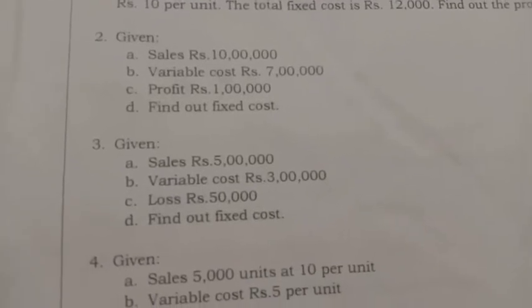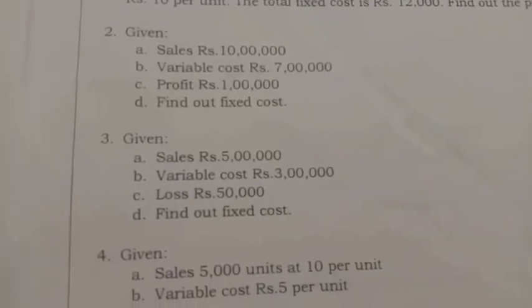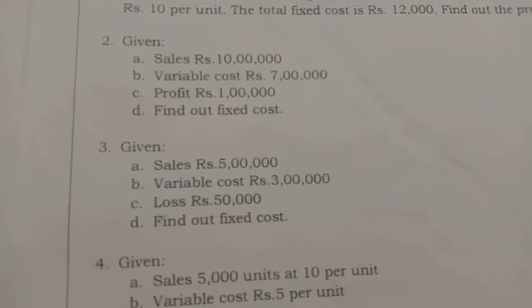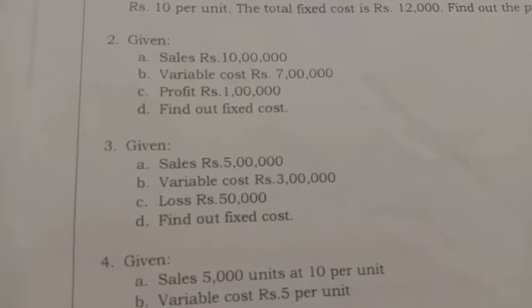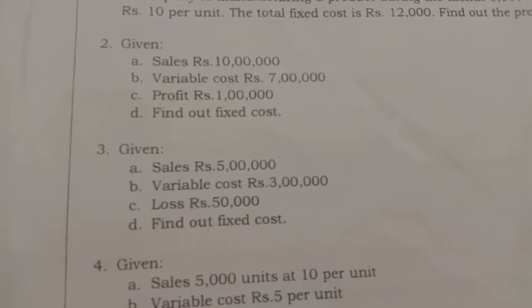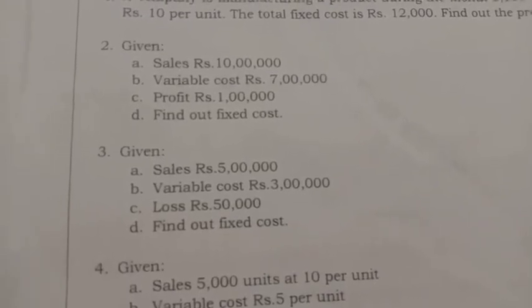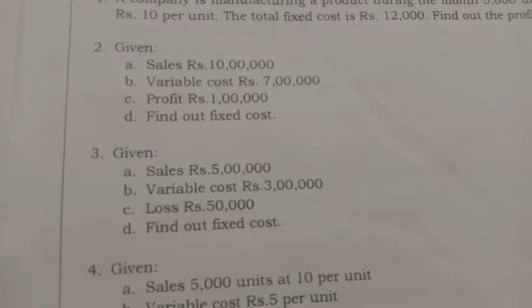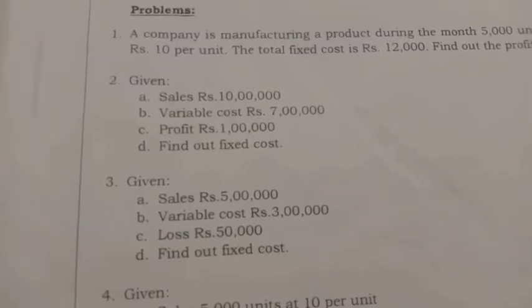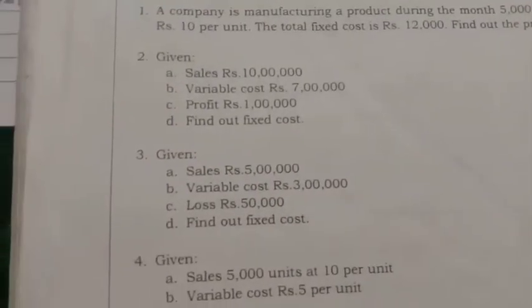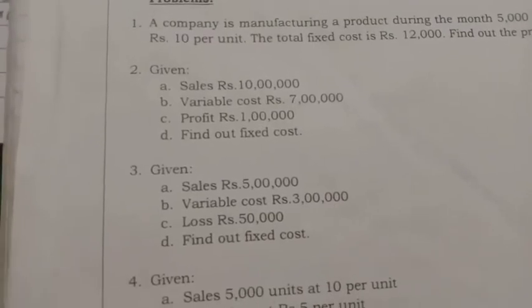Okay, see the third problem. Given sales 5 lakh, variable cost 3 lakh, loss rupees 50,000, find out the fixed cost. Compared to the second problem, there they were given the profit, here they are given the loss. So how to ascertain the fixed cost with the same statement?